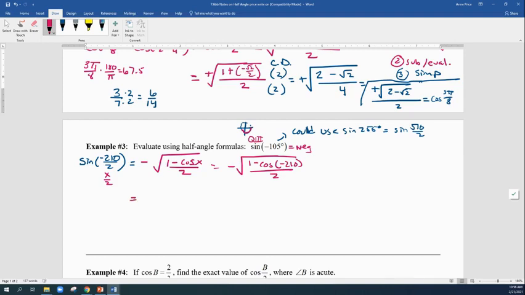So I'm going to bring that down here to evaluate just so I have some space. So we have minus the square root of 1 minus cosine of negative 210. If you need a picture, negative 210 is going to put you right here in the second quadrant with a 30-degree reference angle.